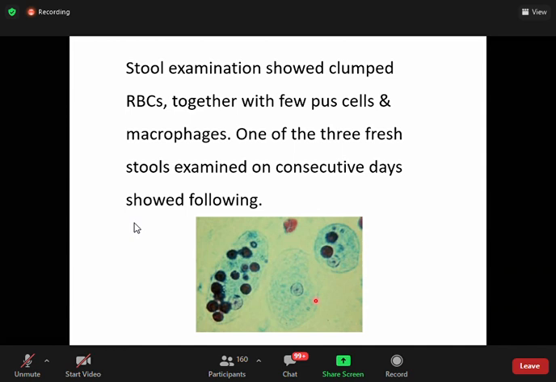So why do you think this is not Giardia? Apart from that, Giardia doesn't show red blood cells. Giardia doesn't invade. Remember, it's a surface pathogen. We said that. And the cyst and the trophozoites of Giardia are different, right? How do we classify Giardia?